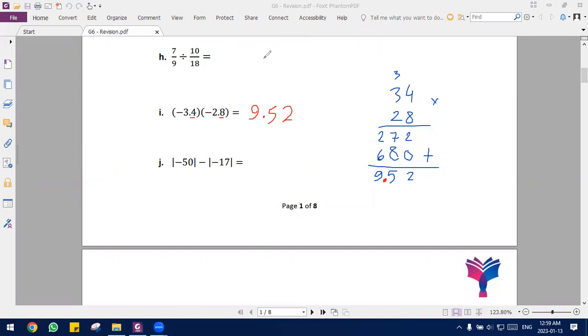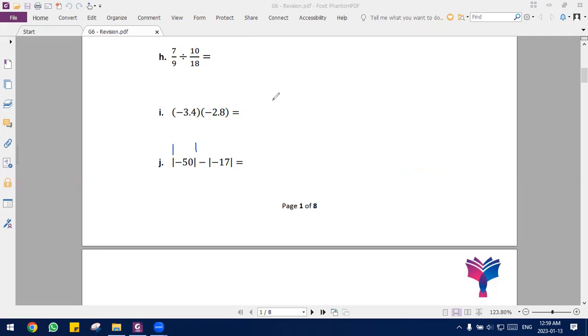Now the last part, which is very easy. We have these lines that we call the absolute value. Their function is to convert all the negative values to positive values. So minus 50 as an absolute value is 50. Minus 17 as absolute value is 17. Now between them we have minus. So 50 minus 17 is 33. So that was the first question.